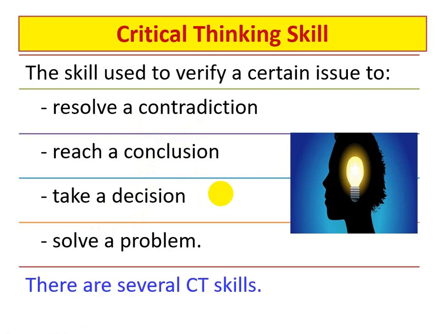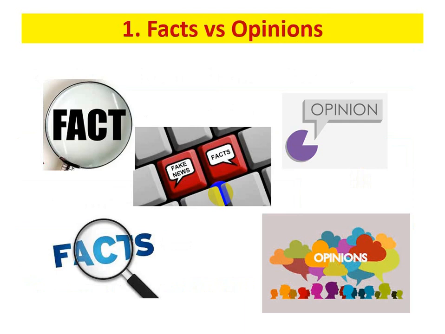And as you know, there are several critical thinking skills. And today in this lecture, we will deal with some of these skills. Let's start with the first one. This is the ability to distinguish between facts and opinions. So you have to be completely familiar with what is meant by facts and what is meant by opinions, and how you can distinguish between them in our life.